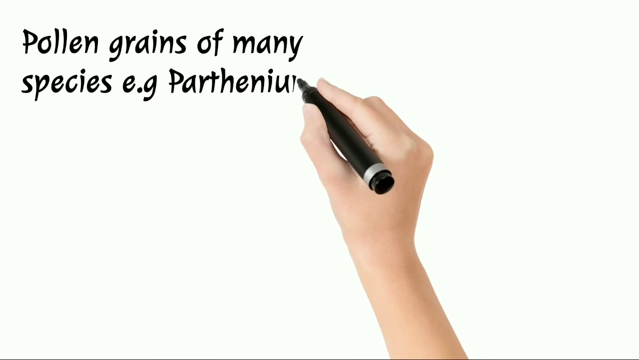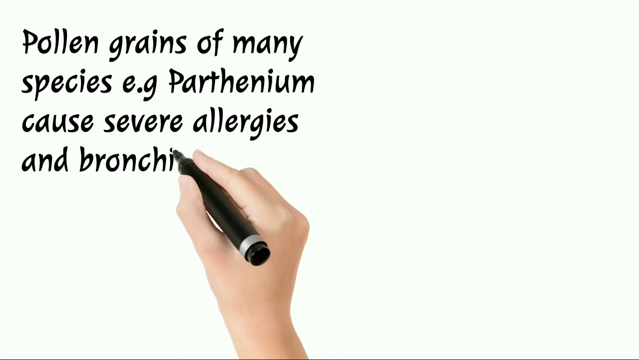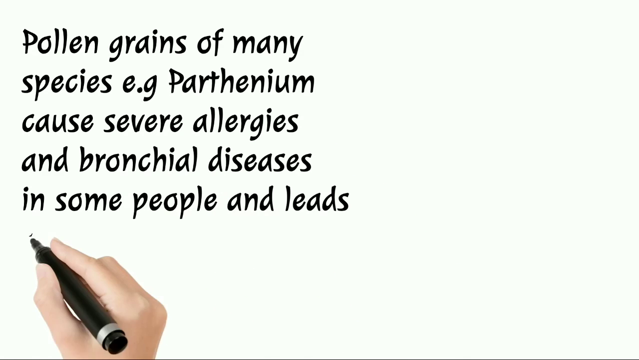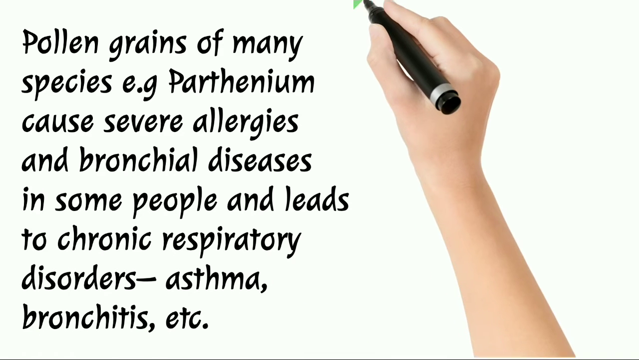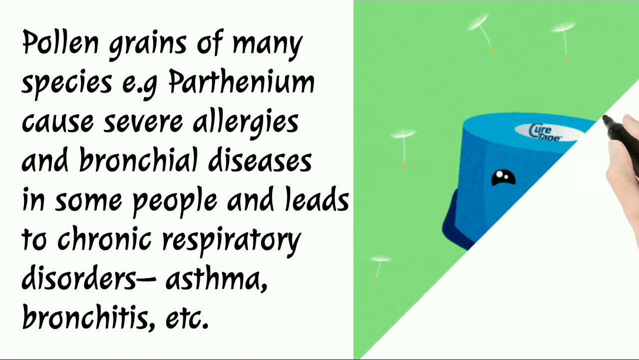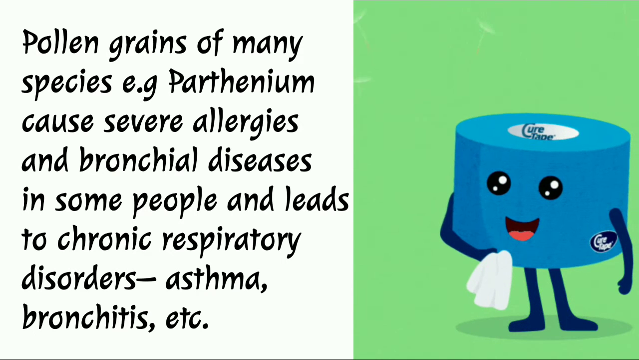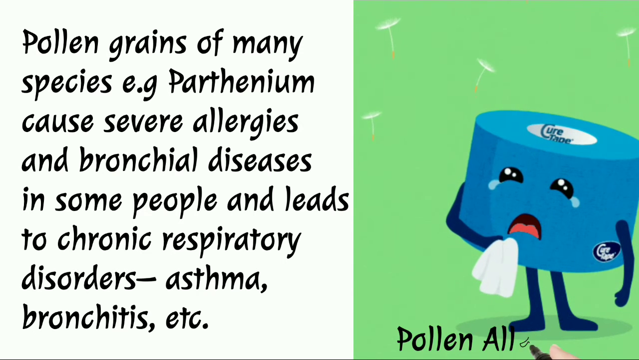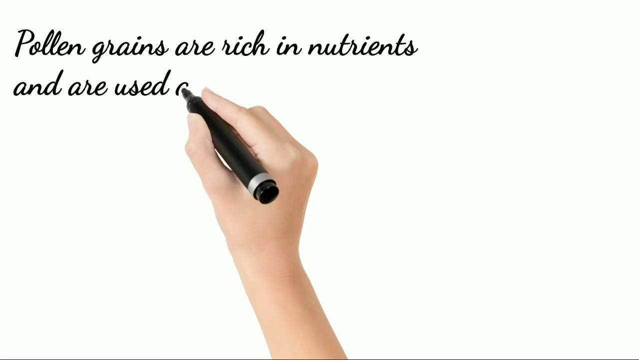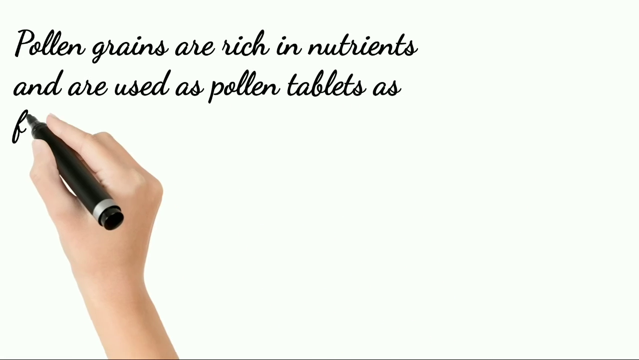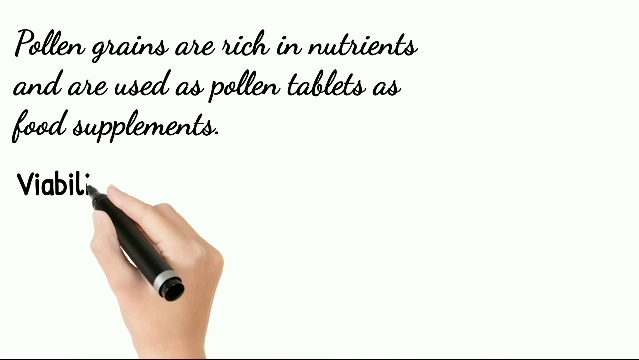Pollen grains of many species, for example Parthenium, cause severe allergies like bronchial asthma, and in some cases lead to chronic respiratory disorders like asthma, bronchitis, etc. Then pollen grains are rich in nutrients and are used as pollen tablets as a food supplement.